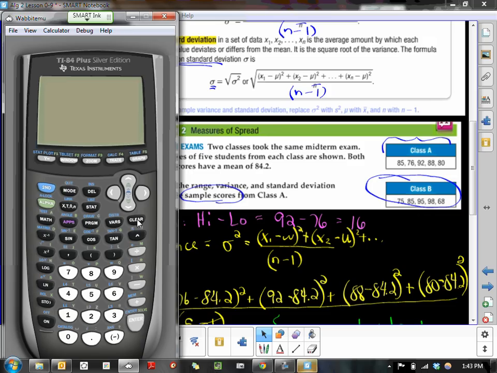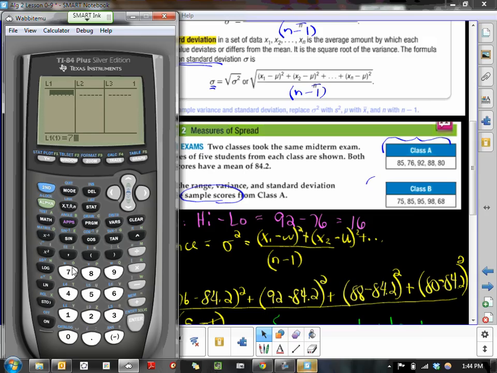So we're going to hit our stat key, we're going to edit a list, and if your calculator is like mine, it may have some values in there. I'm going to go up to the top, make sure that list 1 is highlighted. I'm going to hit clear so I can clear that list, and it clears out all of list 1. Now what I want to put in here are the values from Class B, so I don't want to miss that number. It's a 75.